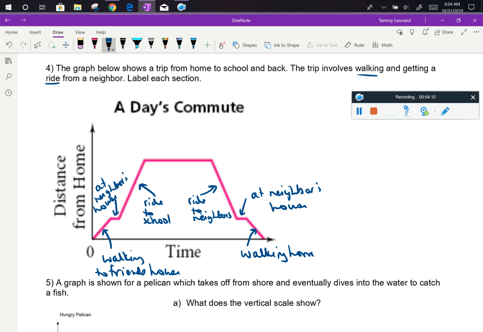And then we have this long flat section in the middle. Well, typically when we go to school, we stay there for a while. So at this point, we are at school. That flat section represents the fact that our distance from home is not changing.